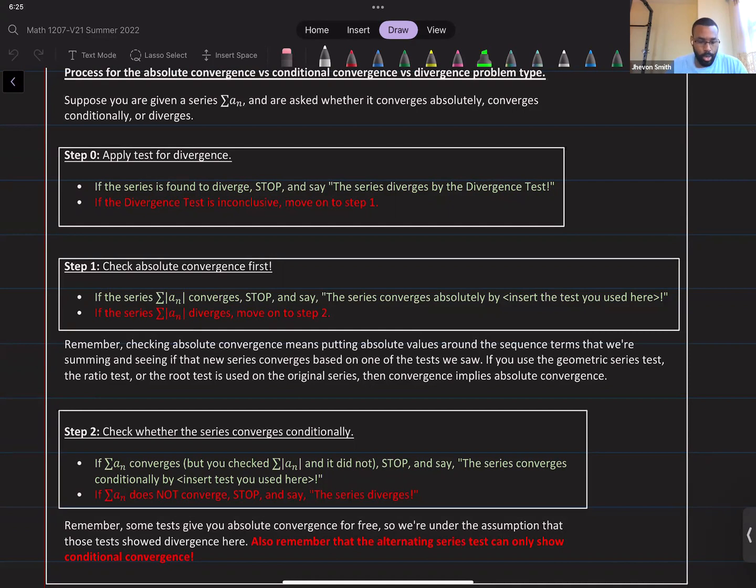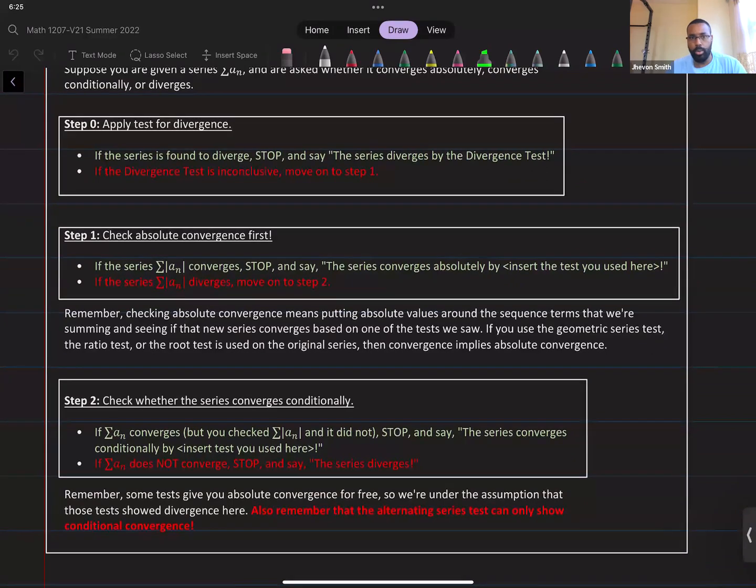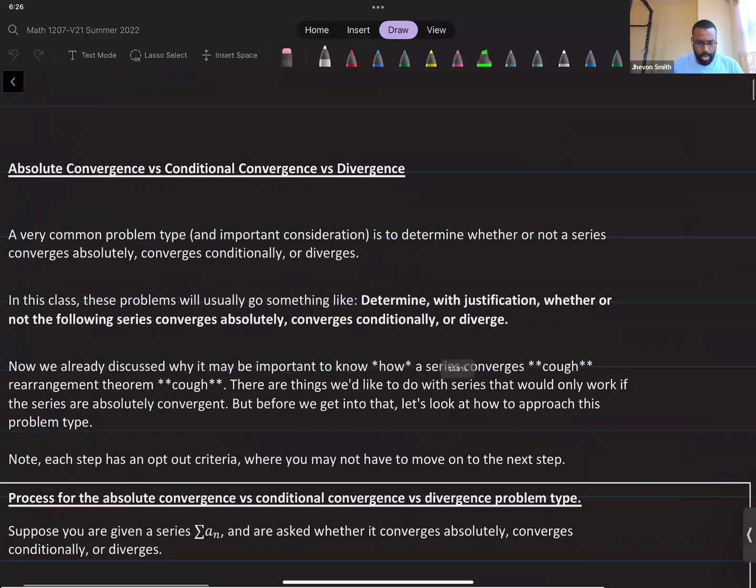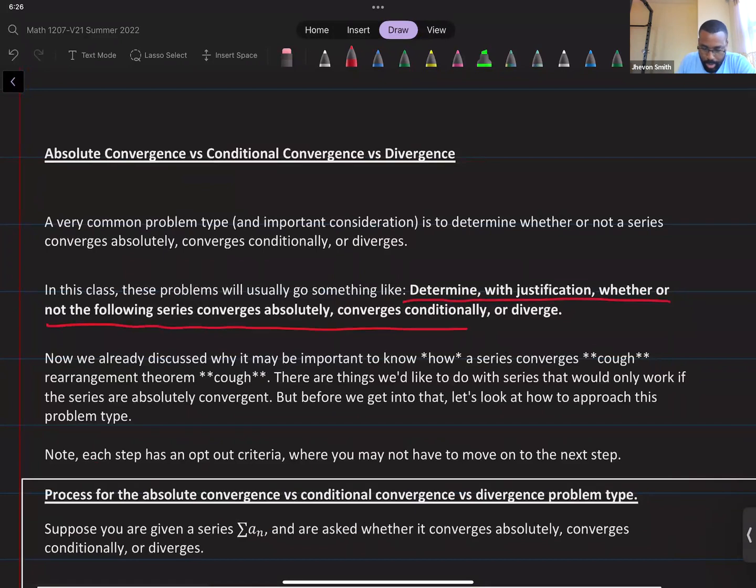But yeah, so we looked at the process for doing that, and today we're going to start by doing some examples of this, examining a series not just for convergence, but for whether it converges absolutely, conditionally, or diverges. I put some notes here about that. Usually the kind of problem you would consider this for is one where I specifically ask you, determine whether it converges absolutely, conditionally, or diverges.